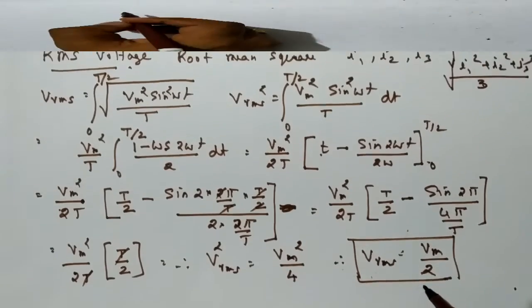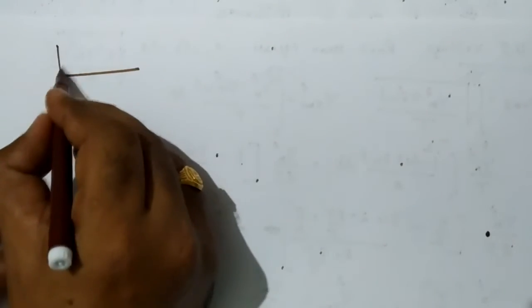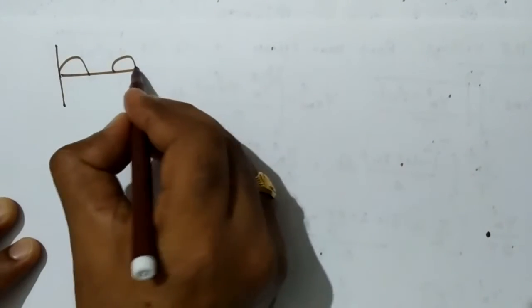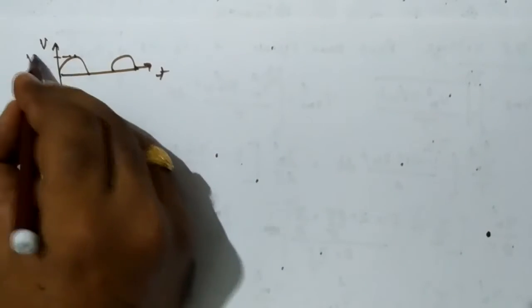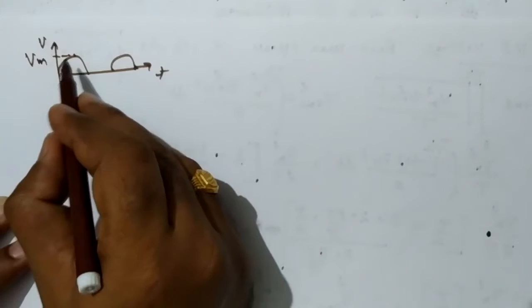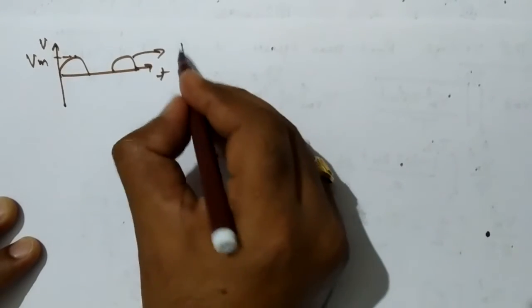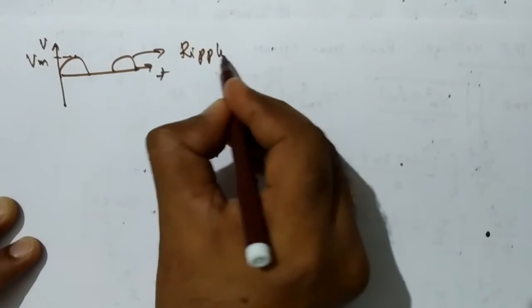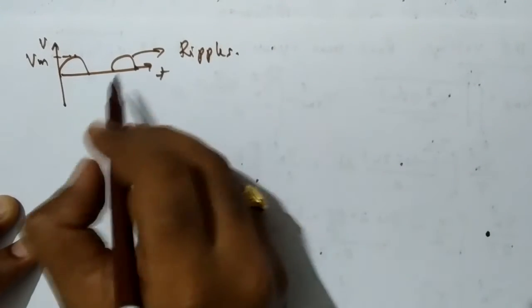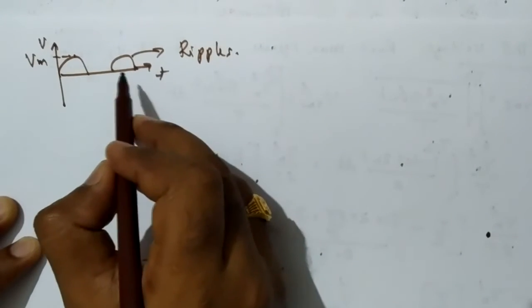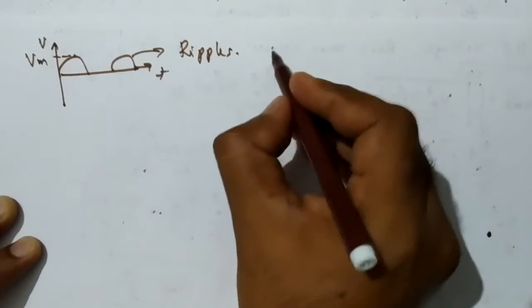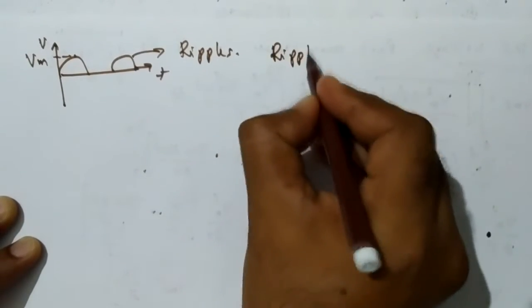a half wave rectifier. Now this is the output voltage of a half wave rectifier. This is T, this is V, this is Vm. Now there is a variation in the output voltage. These variations in the output voltage are called ripples. Now the percentage of these ripples in a pulsating DC is called the ripple factor.